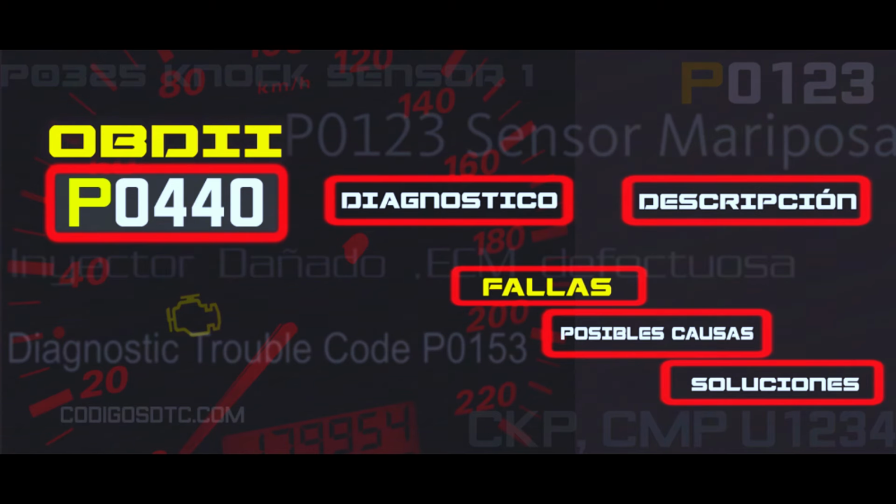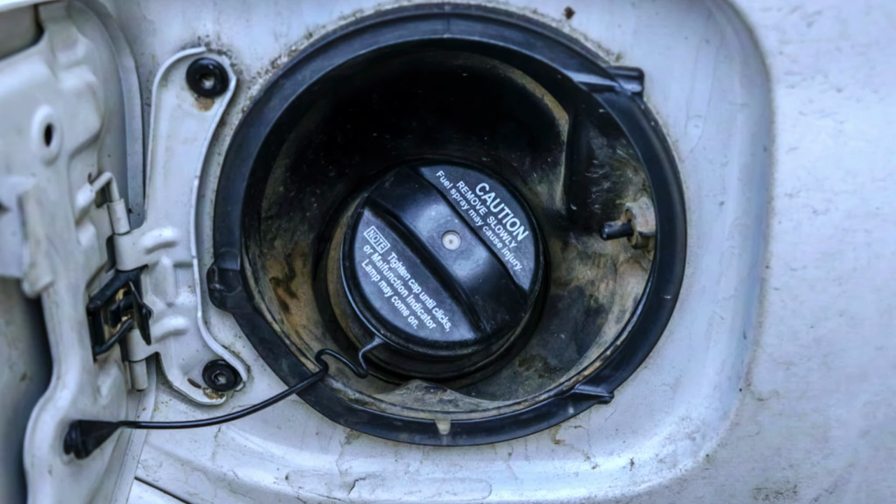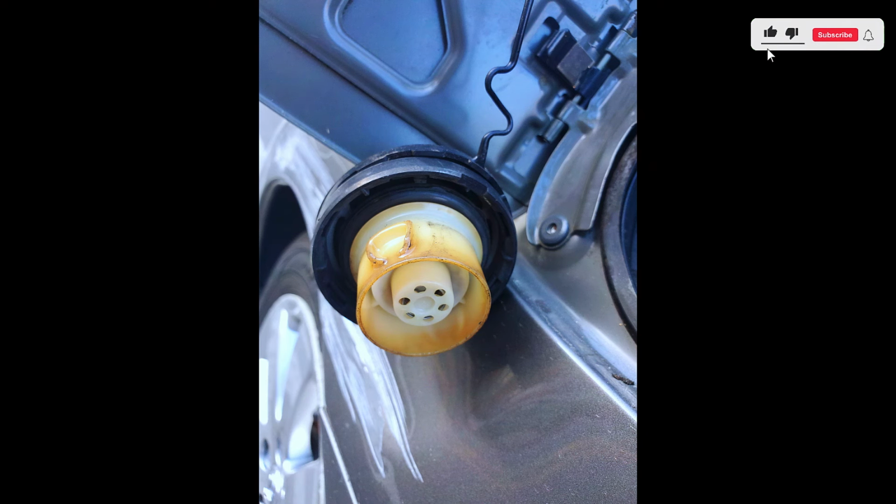There are a few culprits that commonly cause the P0440 code. Let's break them down. Loose or faulty gas cap. This is the most common reason. Make sure your gas cap is clicked shut all the way. Some caps have a rubber seal that can wear out over time. You can try replacing the cap for a few bucks.